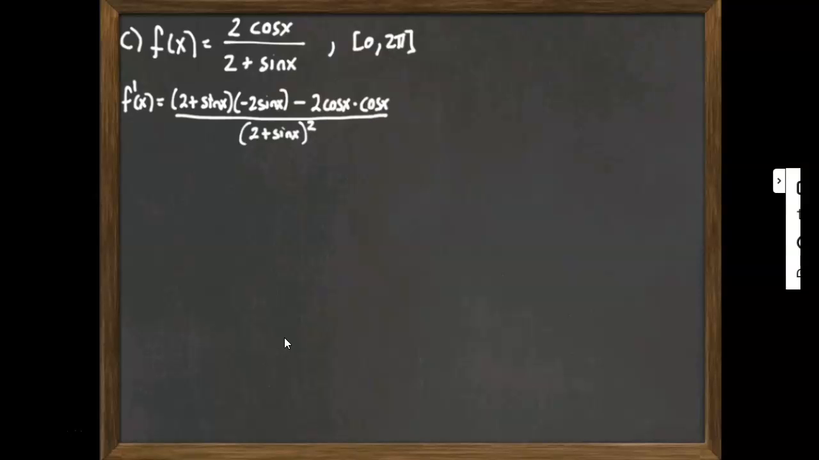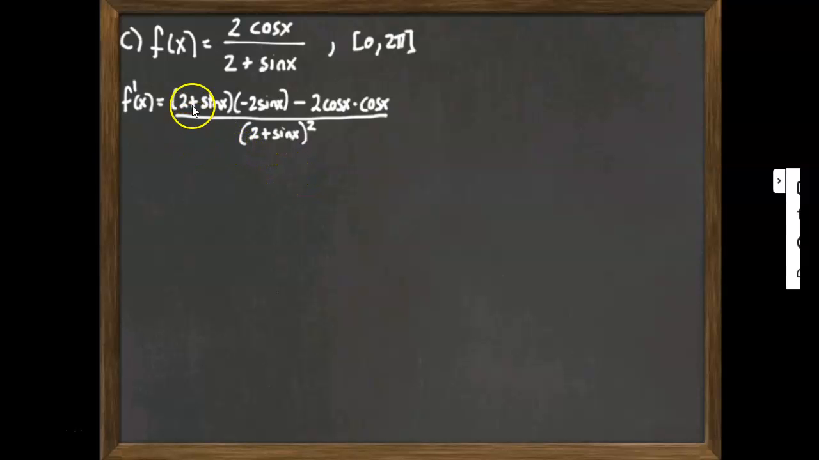So here, using my quotient rule, I'm going to start off with the bottom, 2 plus sine x, times the derivative of the 2 cosine x. Remember, cosine's derivative is negative sine, so that'll be negative 2 sine x, minus the top, the 2 cosine x, times the derivative of 2 plus sine x, which is just cosine x. Okay, so on the top I have 2 plus sine x times negative 2 sine x, minus 2 cosine x times cosine x. That's all over the bottom function squared, 2 plus sine x, quantity squared.